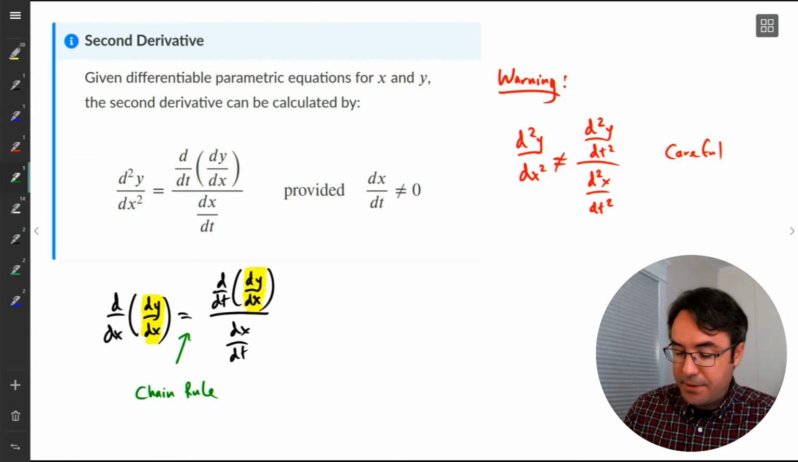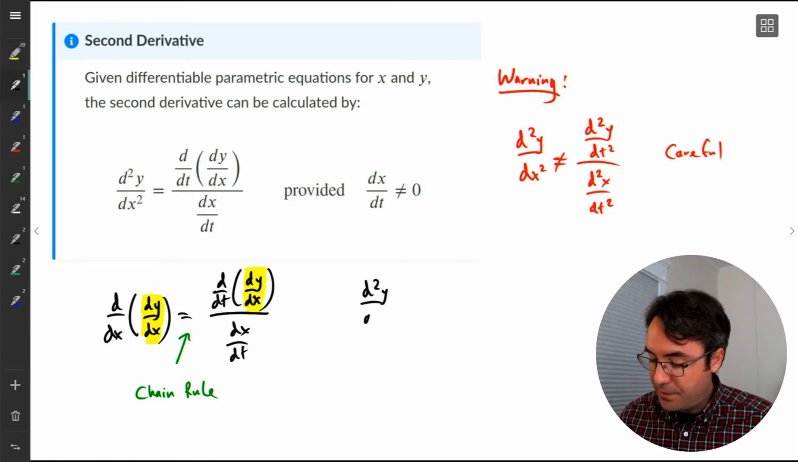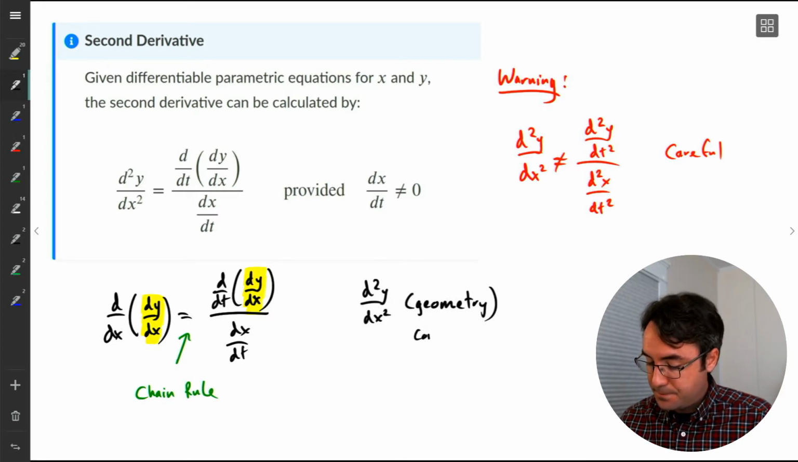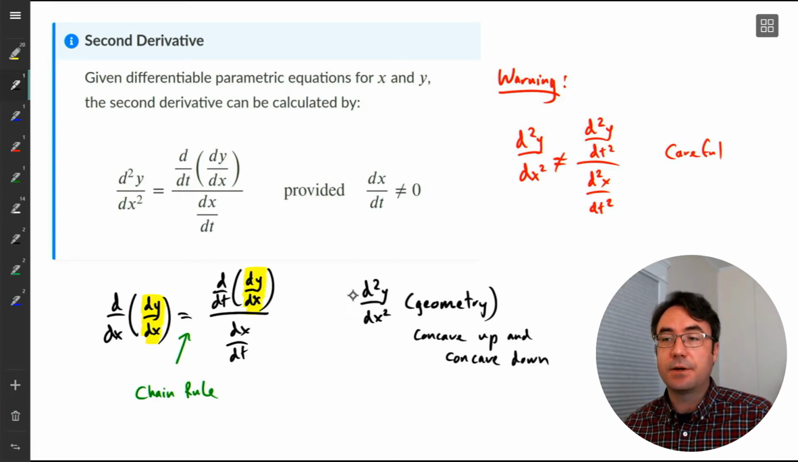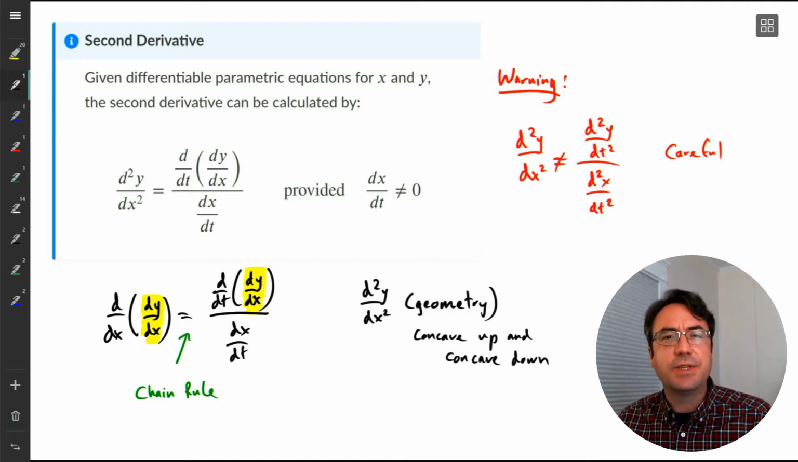All right, so just like we would expect, when we talk about the second derivative of y with respect to x, we still want to think of this in terms of the geometry of our curve. We use it to figure out where our curve is concave up and concave down. So it really describes the concavity of our curve, and that's true here as well. Again, there's this relationship with the time derivatives. We're looking at how our first derivative changes with respect to time divided by how x changes with respect to time.